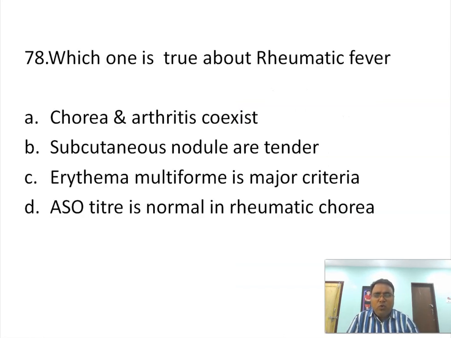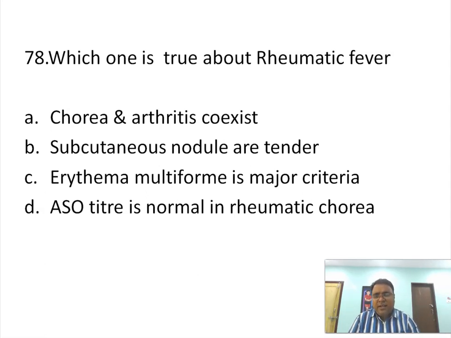Next, which one is true about rheumatic fever? There are four options. Chorea and arthritis coexist. As we know, chorea is a late finding, arthritis is an early finding, so we may not get chorea and arthritis at a time. Second, subcutaneous nodules are tender. We know subcutaneous nodules are non-tender, so it is false. Third, erythema multiforme is a major criterion. It is not erythema multiforme, rather it is erythema marginatum, which is a major criterion. So this is also false. So A, B, C are all false.